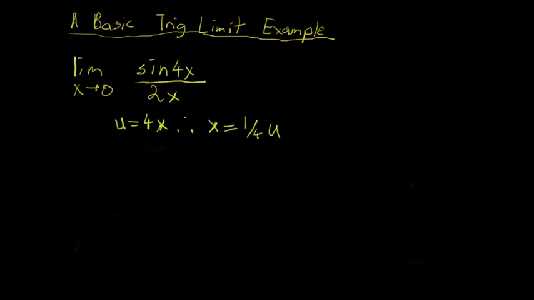So this limit as x tends to 0 of sine of 4x over 2x is a limit as 1/4 u, because remember x is 1/4 u if u is 4x, limit as 1/4 u tends to 0 of sine of u divided by 1/2 u. And the 2x becomes 1/2 u, because if u is 4x, then 2x is 1/2 of that, or 1/2 u.